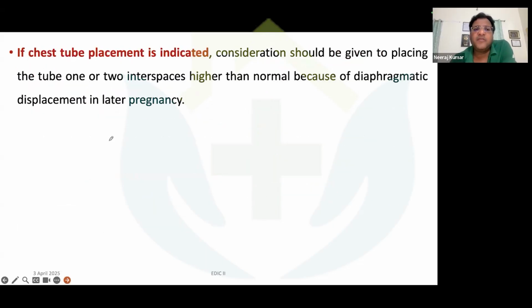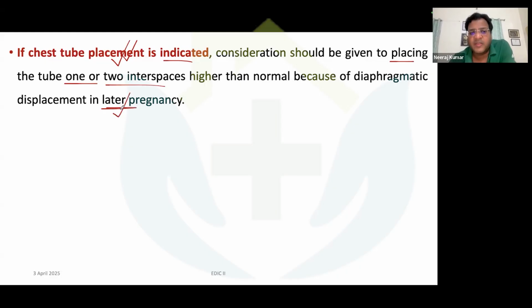Now coming to the case where the patient has a hemothorax or pneumothorax, like hemothorax because of traumatic injuries from road traffic accidents and all. If you want to place the chest tube, it is always indicated to place it one or two interspaces higher than normal because of the diaphragmatic displacement in late pregnancy.